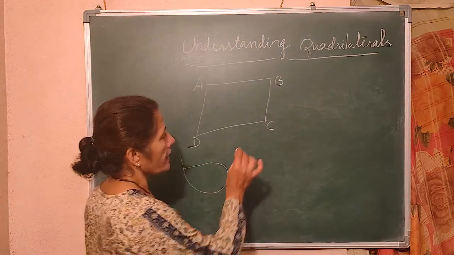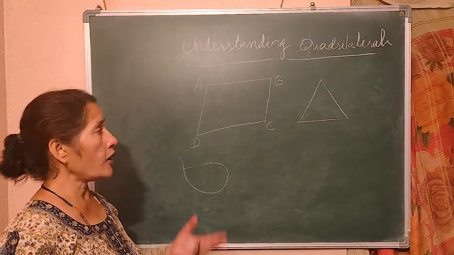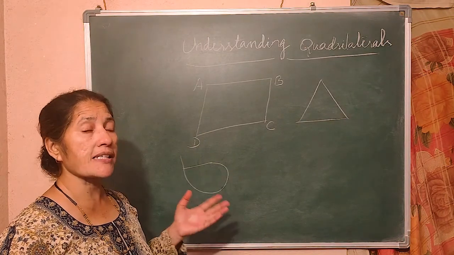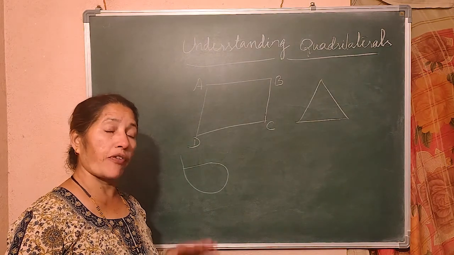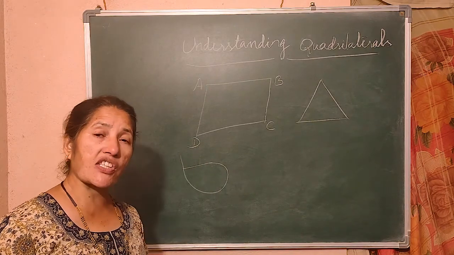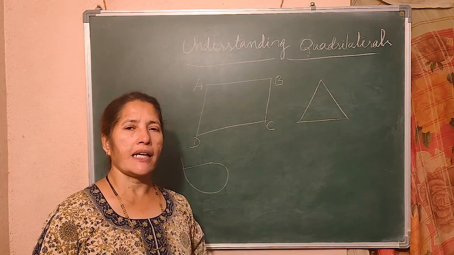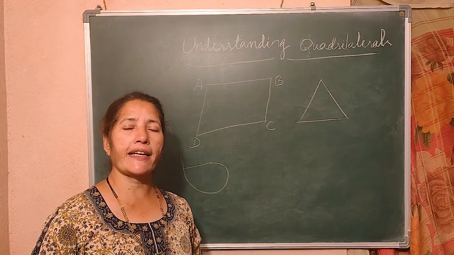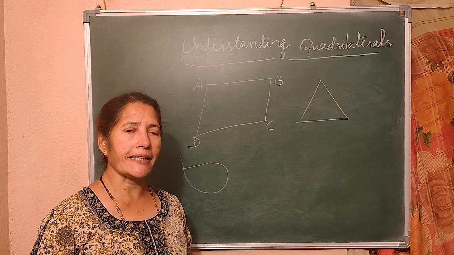Your closed figure having three sides is called a triangle. Four sides is called a quadrilateral. Five sides, pentagon. Six sides, hexagon. Seven sides, heptagon. Eight sides, octagon. Nine sides, nonagon. Ten sides, decagon, and so on. Right?